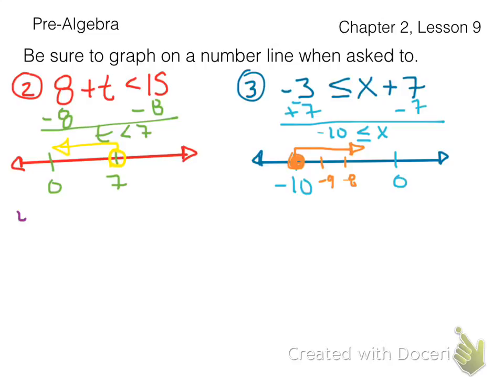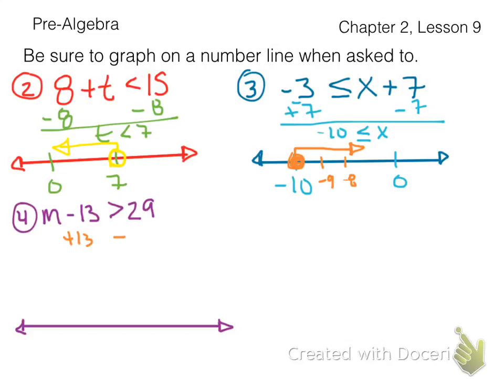Okay, so next equation, we have m minus 13 is greater than 29, so we're going to add 13 on both sides. M is greater than, let's do some math, carry the 1, 42. So we've got 0, we've got 42. Since this is just a greater than, we're going to have an open circle, and numbers that are greater than 42 are on the right side.